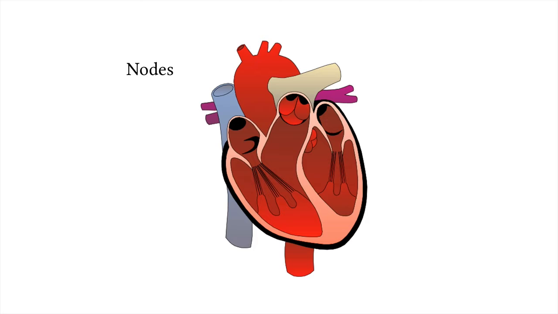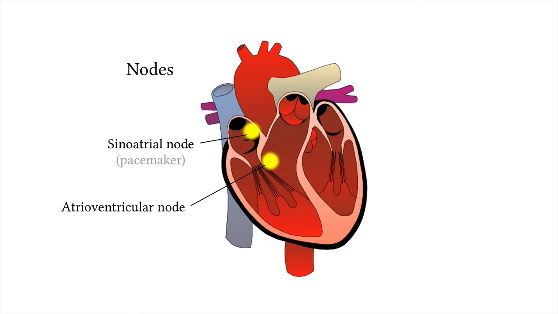There are two small nodes in the heart. The sinoatrial node is in the upper part of the right atrium, and the atrioventricular node is near the tricuspid valve in the right atrium. We sometimes refer to the sinoatrial node as the pacemaker of the heart because it is the location where action potentials are initiated for heartbeat.